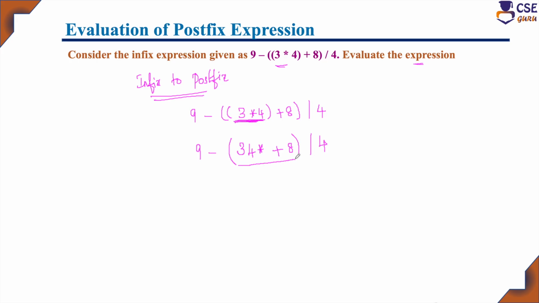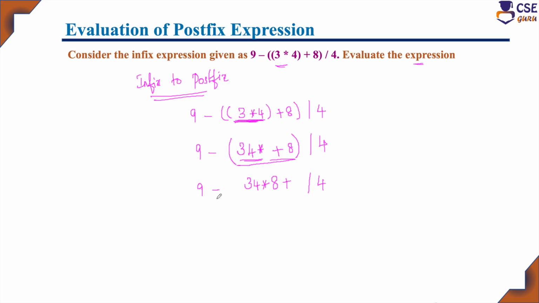Next also, wherever you are implementing, the first preference is the open parenthesis. Within the parenthesis you need to implement. So here 9 minus, first operand is 3, 4 star and second operand is 8, operator is plus. This whole thing you need to consider as one single operand. After conversion, divided by 4.